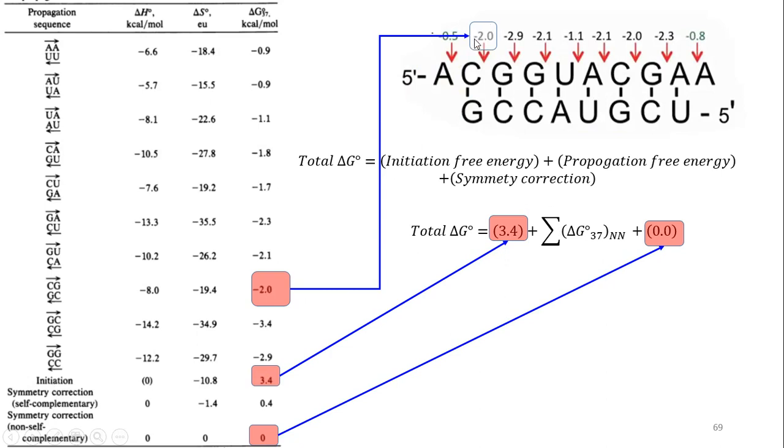Then you would have to add up all the propagation free energy values at 37. Okay, whatever the propagating sequences are, and you would have to add the symmetry correction, that is 0. But why? Because this particular sequence is non-self complementary.